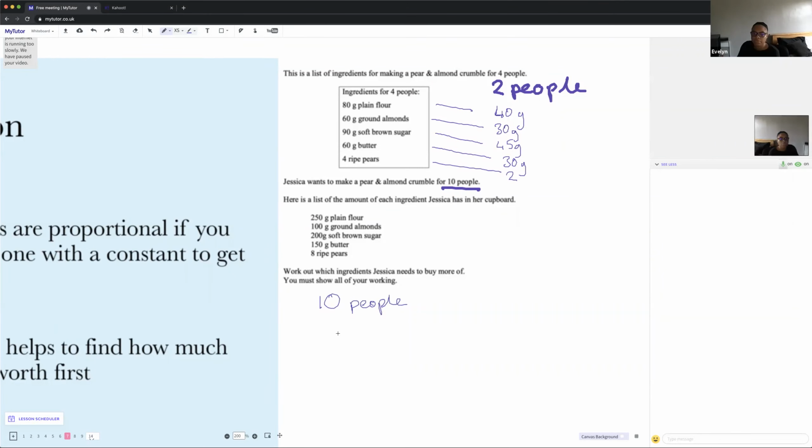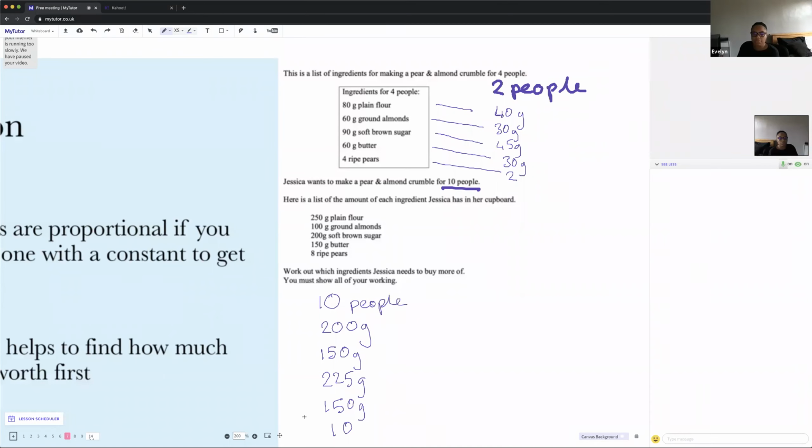So I'm going to multiply each of these ones by 5. I've got 5 times 40 is 200, so 200 grams of plain flour. Then I've got 150 grams of ground almonds. Then 5 times 45 is 225 grams of soft brown sugar, 150 grams of butter, and 10 ripe pears that I need.